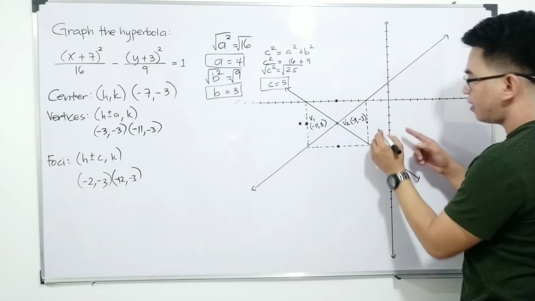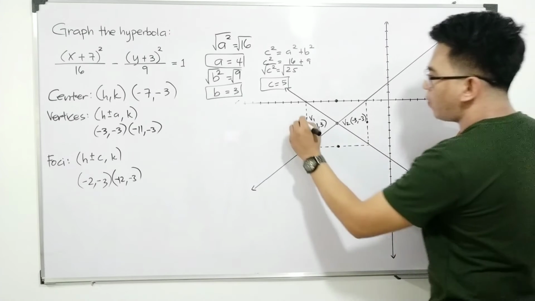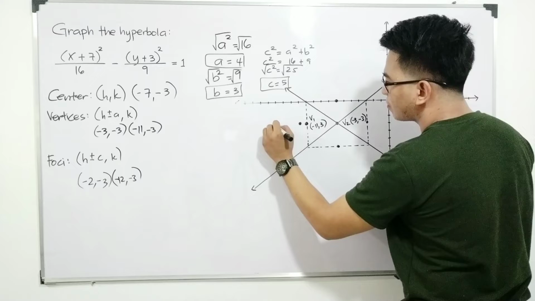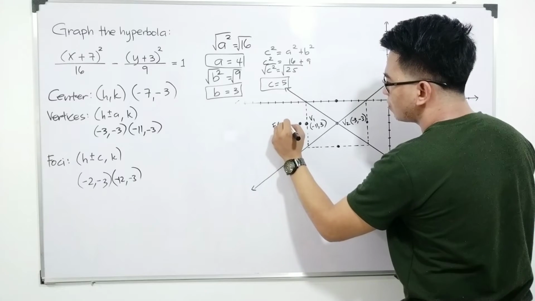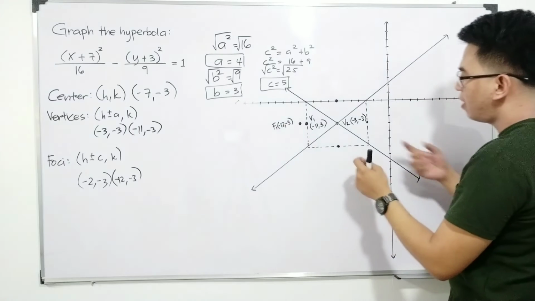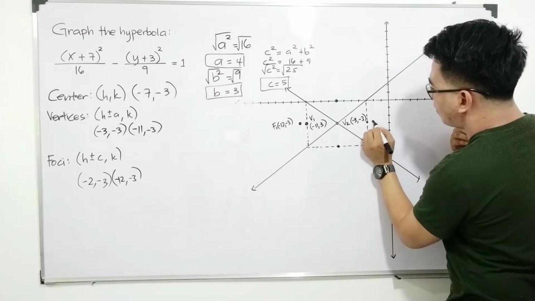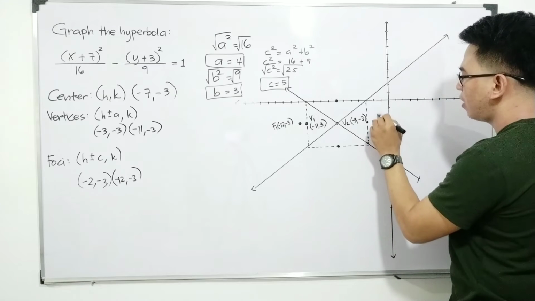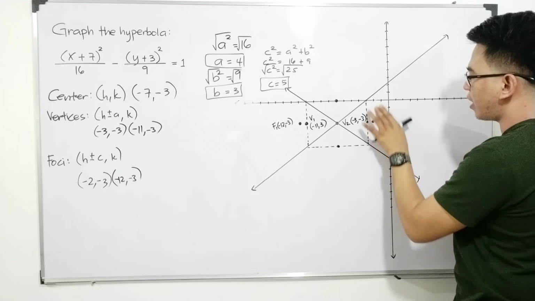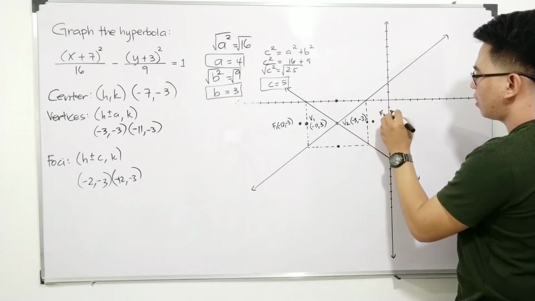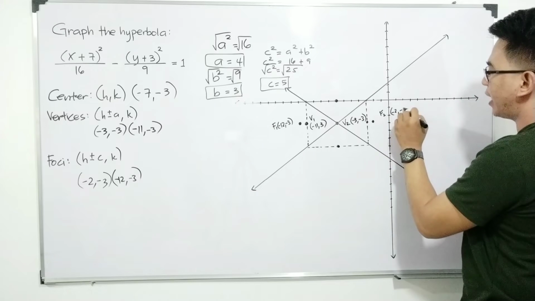At dito naman, mag-move lang tayo ng 1 unit for the vertex number 2 para makuha natin yung focus number 2. Okay? Mag-move tayo ng 1 unit dito, that is negative 2 comma negative 3. So this is your focus number 2 in which the coordinates are negative 2 comma negative 3.